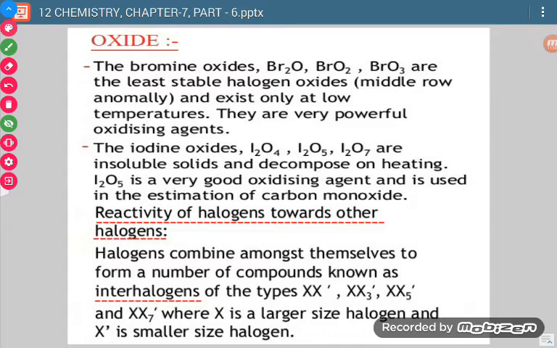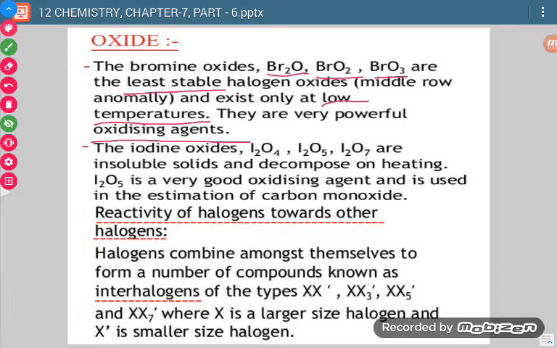Now oxides of bromine. Bromine oxides are like Br2O, BrO2, BrO3, but they have less stability. They exist only at low temperature. They are very powerful oxidizing agents. Since they are less stable, they can act as powerful oxidizing agents. They can release oxygen, which can be added to any other substance, so they behave as powerful oxidizing agents.